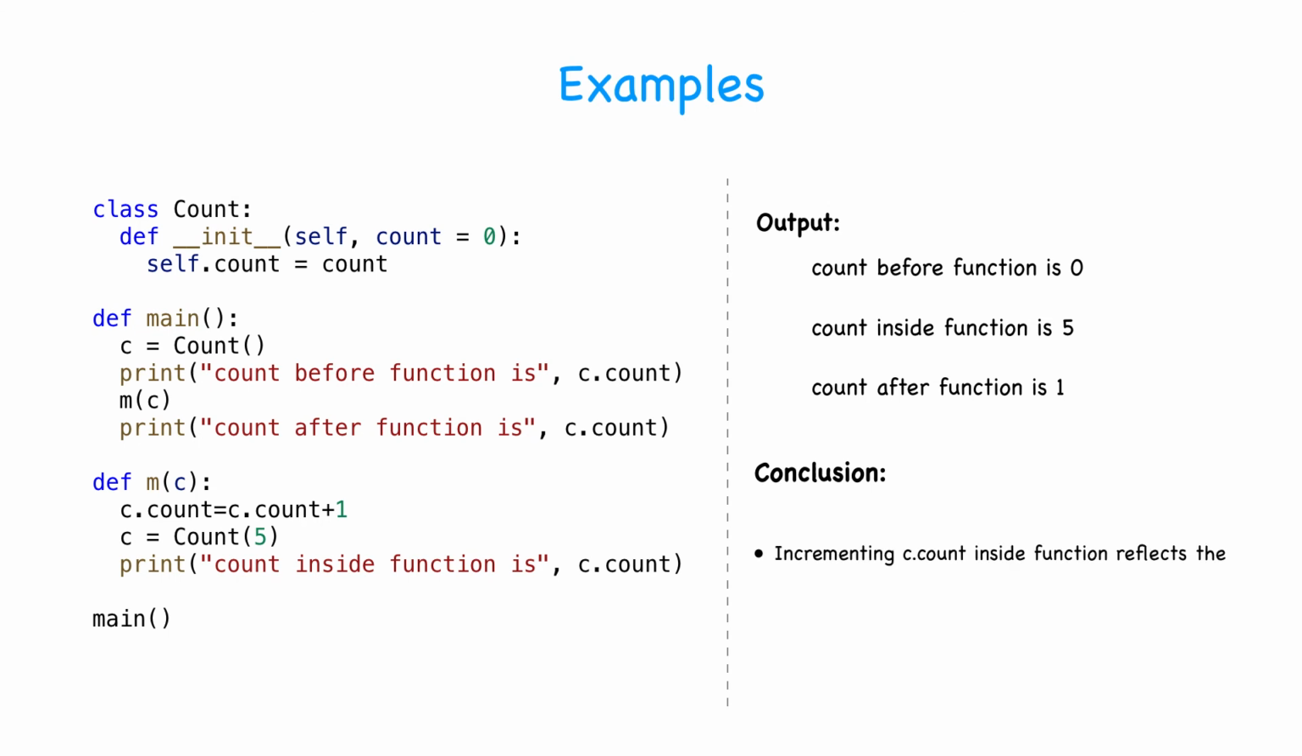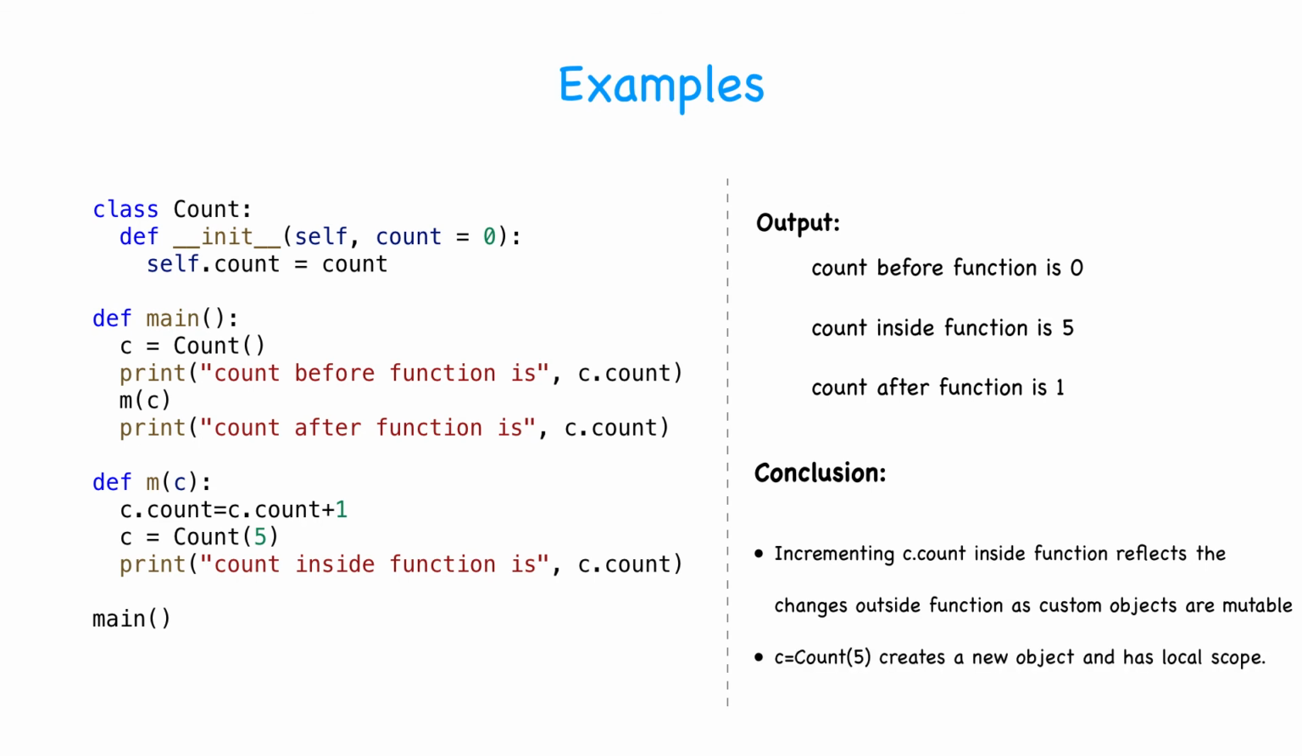So what is the conclusion? The conclusion is that incrementing c.count inside the function reflects the changes outside the function, as custom objects are mutable. So c is a custom object of class count, and this count is the class definition written by you. The objects which are instantiated from the class are mutable, and therefore whatever change you do within the function is also reflected outside the function. This particular constructor statement creates a new object, and c is referencing that object, which holds value 5, but it has a local scope. So this is the second conclusion: c is equal to count 5 creates a new object and has a local scope. That is how the custom objects behave, friends.